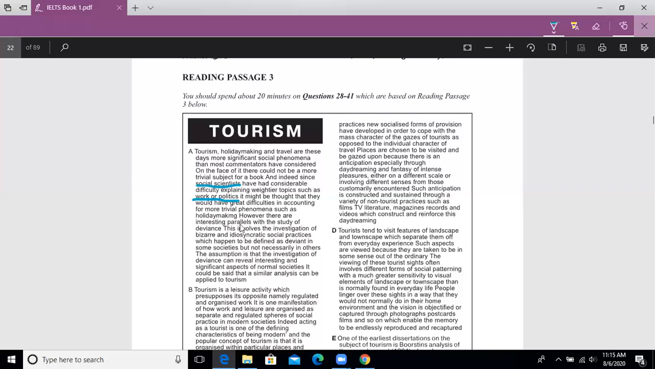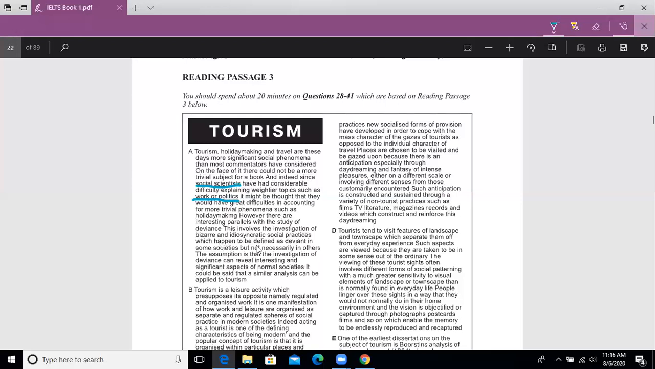However, there are interesting parallels with the study of deviance. There could be other things as well which could be similar to this. This involves the investigation of bizarre and idiosyncratic social practices. It could involve analysis. Investigation means like the police do with some kind of criminal activity. They try to investigate such a topic. And so it could be really bizarre, meaning really bad. Idiosyncratic means people who are foolish to investigate such types of topics, or they are not leading the investigation to some conclusion. Okay, it could be that.